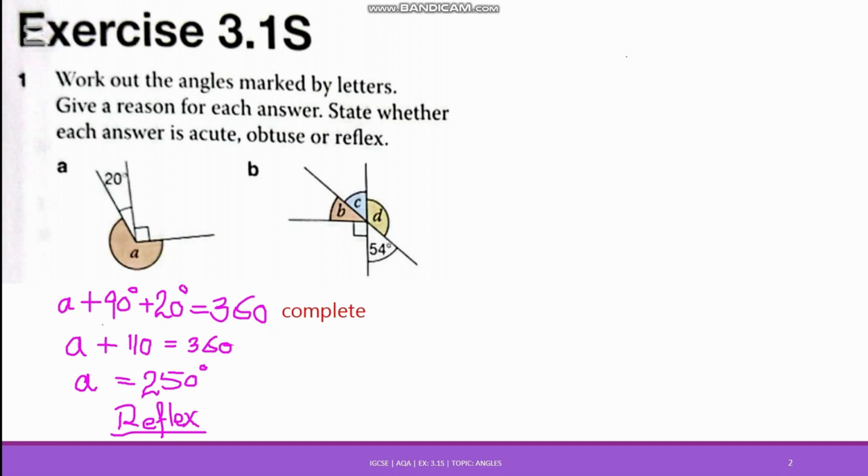These are the very basic things that we are learning. Now in part B, we also have to figure out the unknown angles. First we will write down the size of C. That will be exactly equivalent to 54 degrees. Actually, C is the opposite angle of 54 degrees, which we call a vertical angle. So that's why the size of C should also be 54 degrees.